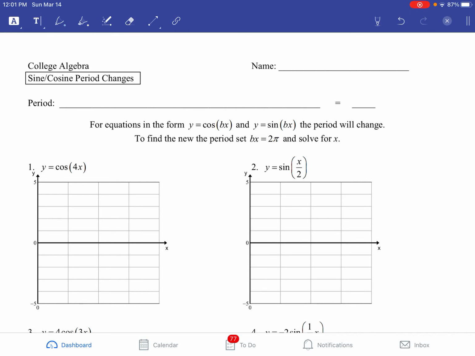So today in college algebra, we're going to start looking at period changes. We're eventually going to get to all the changes at once, but today we're going to focus on how the period will change and what to do with it. First of all, the period is the time it takes to complete one cycle.